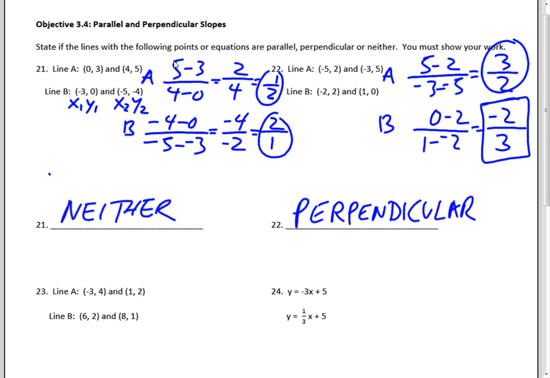Have a picture in your mind of what's going on. This is positive. Is that uphill or downhill? Uphill or downhill if you're looking at a graph? Uphill. How about a negative slope? So it probably looks something like that if you actually graphed it.